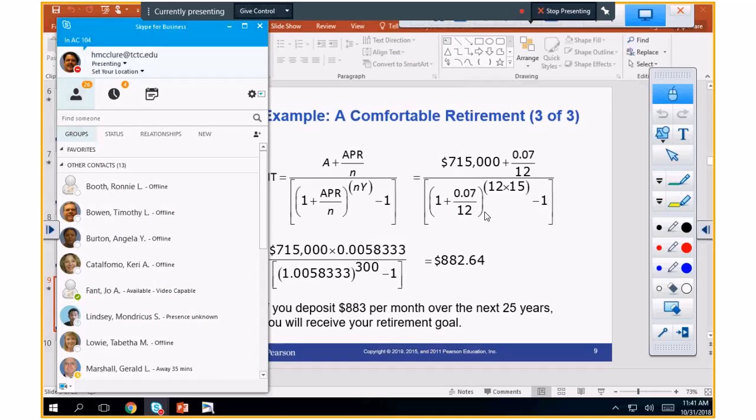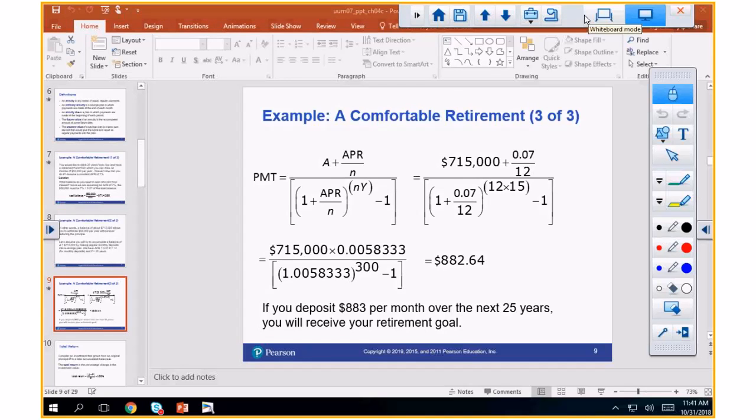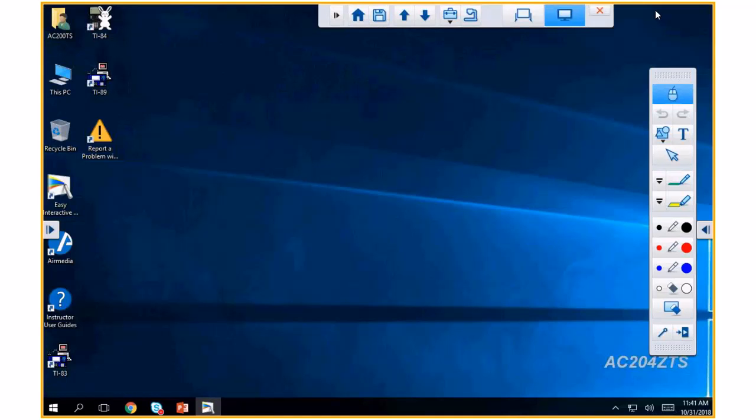Okay, so 715,000, and we're going to crank it into the handy dandy calculator, because this chapter, like I said, is nothing but calculator. So those of you that are on the calculator drill team, you should make 100 on this test.